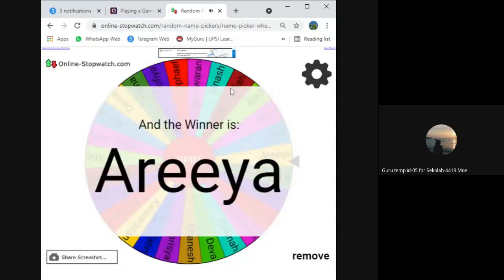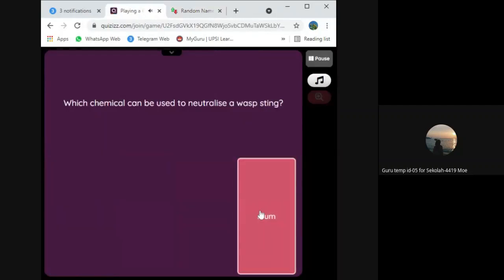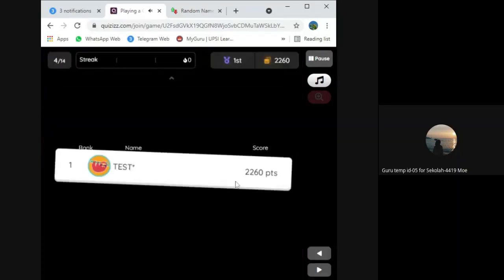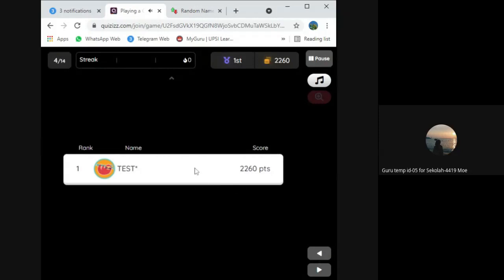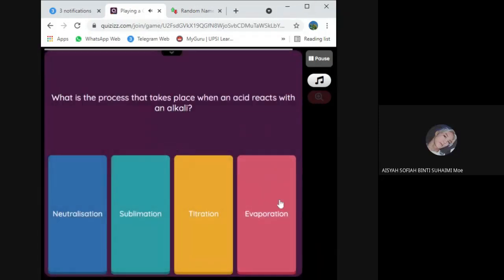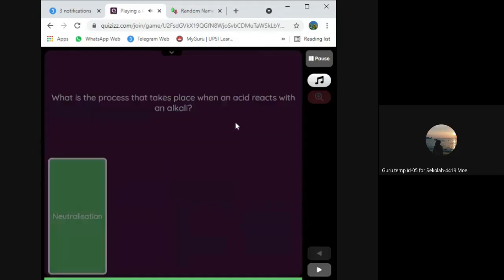Arya. So, is Arya with us right now? Yes, teacher. Okay. This one has not been answered. This one you haven't learned yet, so let's just go for it. What is the process that takes place when an acid reacts with an alkali? The answer is actually neutralization. This is for the next subtopic. We skip it first.